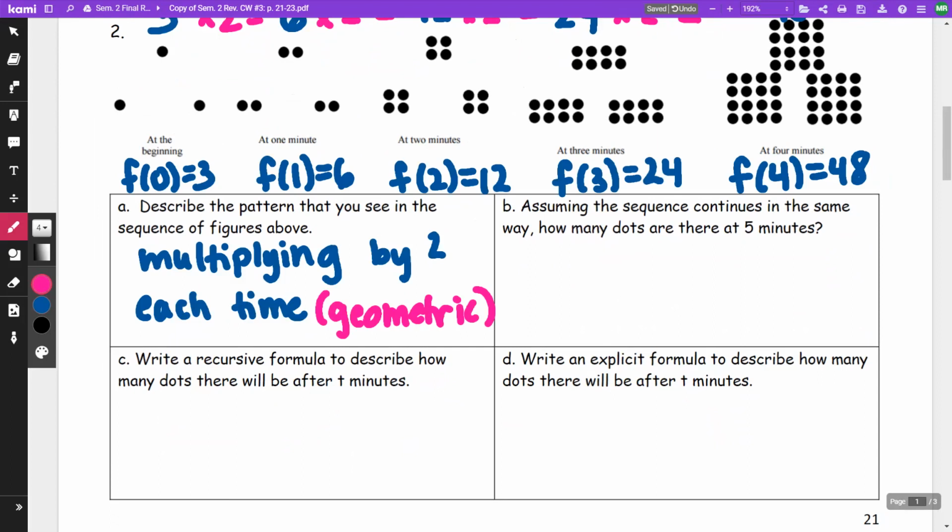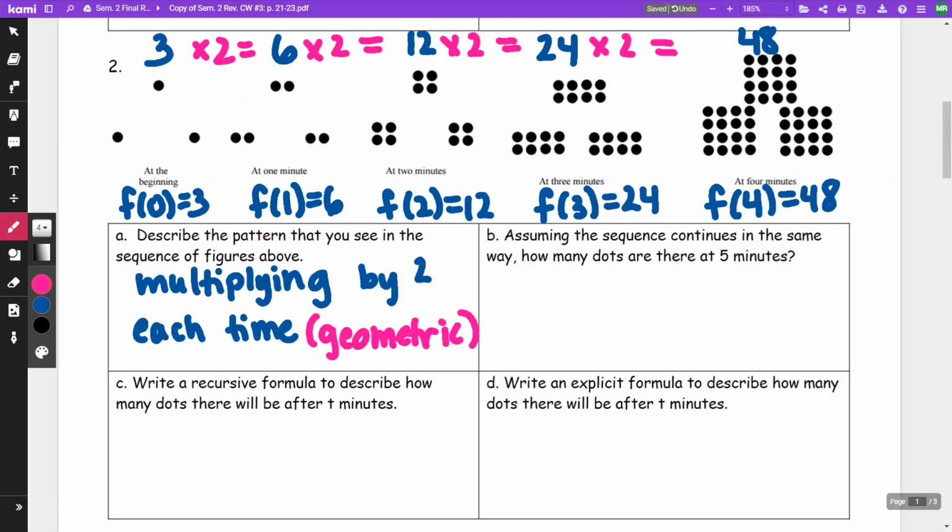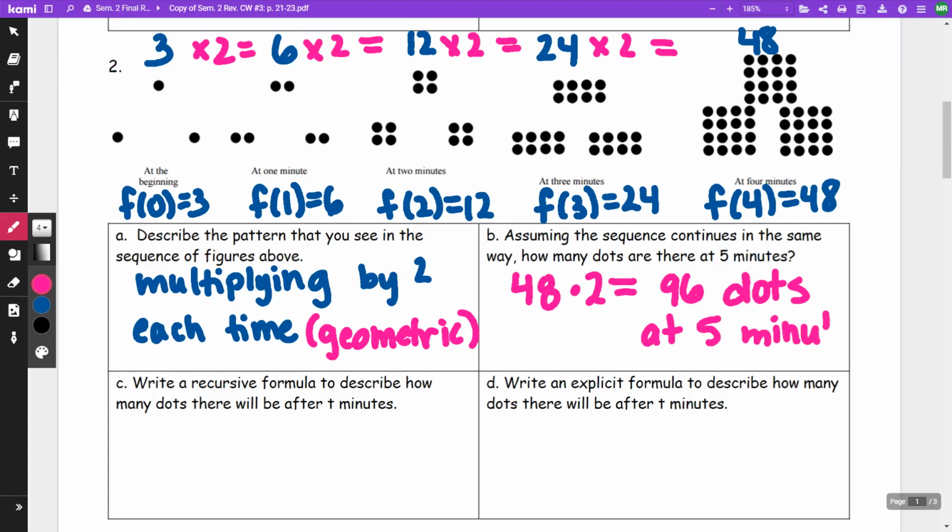Assuming the sequence continues in the same way, how many dots are there at 5 minutes? So we know at 4 minutes, it was 48. So I'm going to multiply that by 2, and I'm going to get 96 dots at 5 minutes. So again, that was a recursive idea. I'm taking the one before the one I want and timesing by 2.